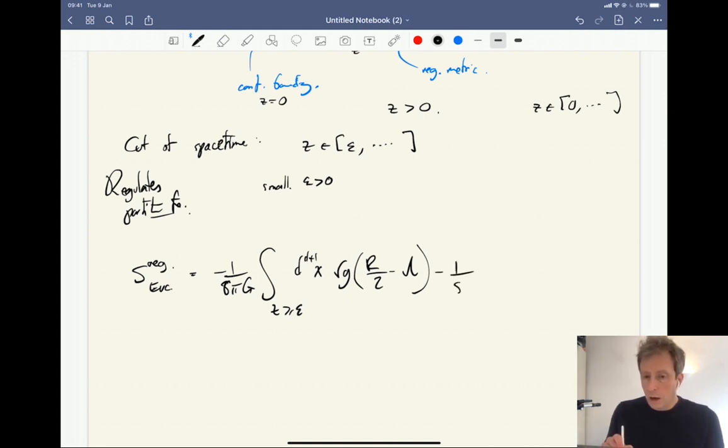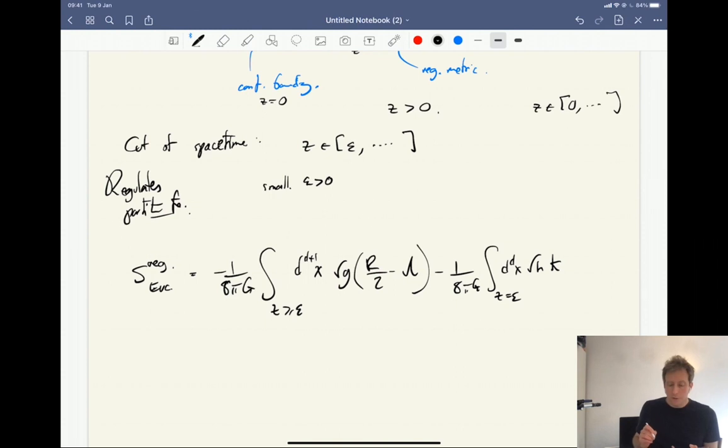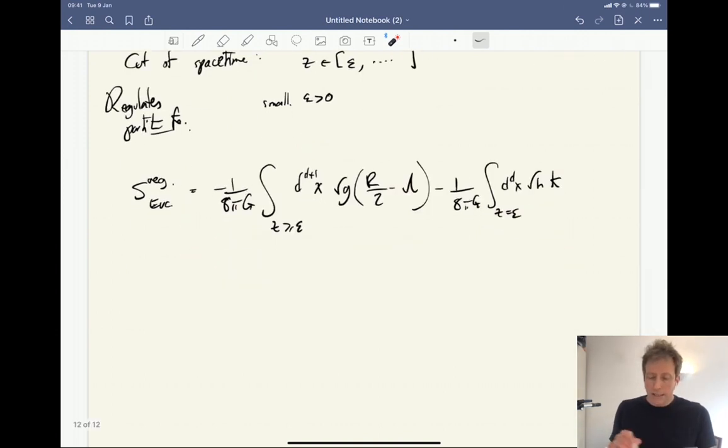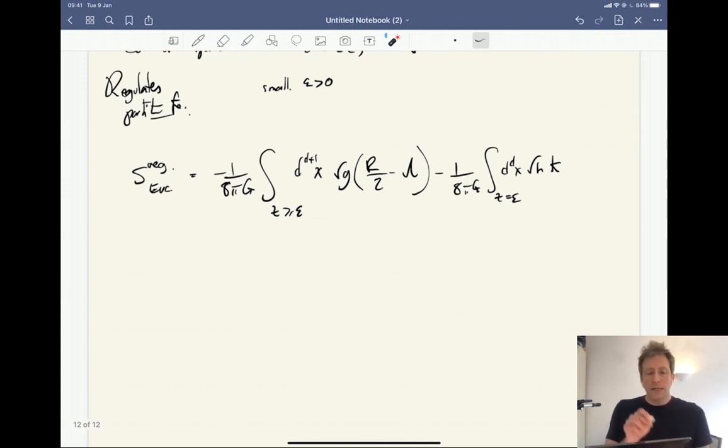We should include our Gibbons-Hawking term, which is now evaluated at this boundary. So I should compute the extrinsic curvature of that boundary, and its induced metric on that boundary, epsilon. That boundary will get very big as I take epsilon to be small, but nonetheless that term should be there. And then this is my Euclidean action, and it's now finite provided epsilon is positive.